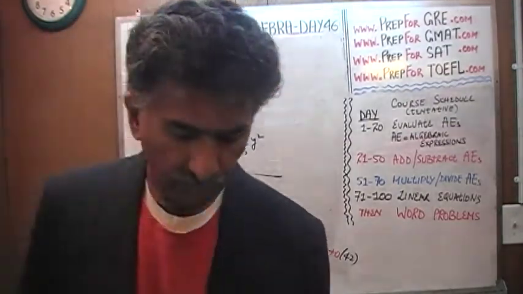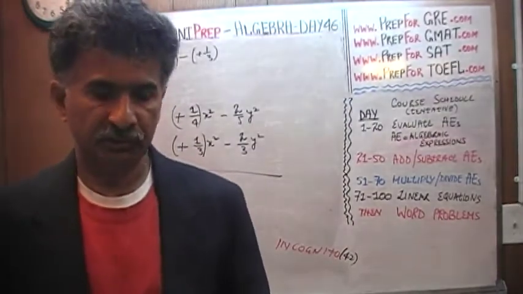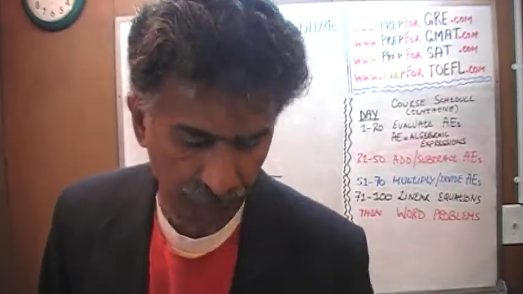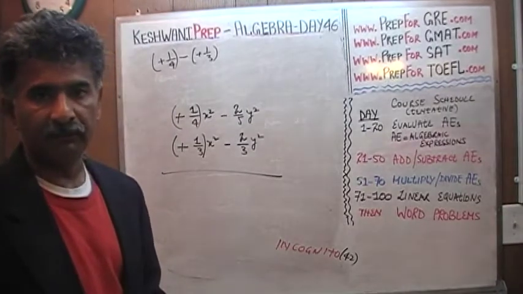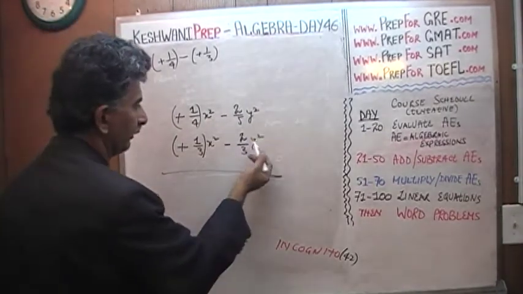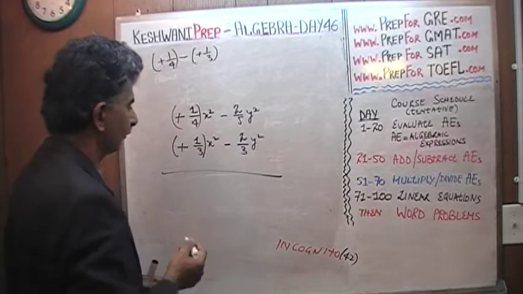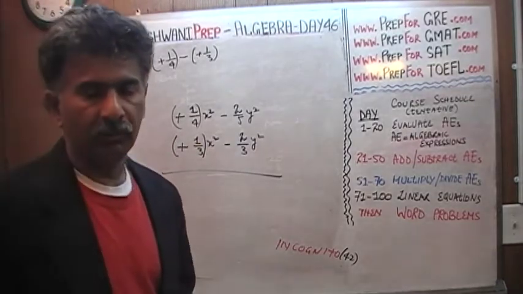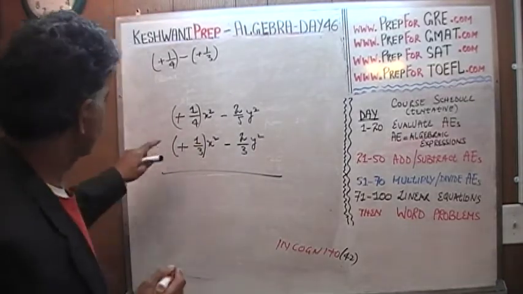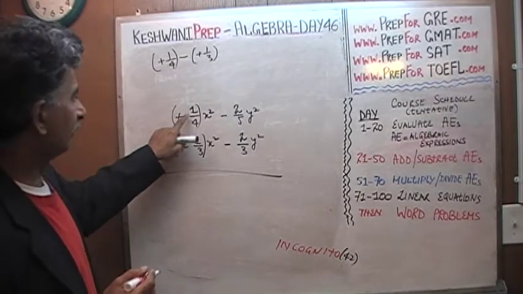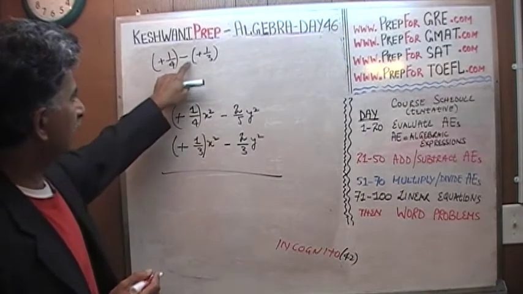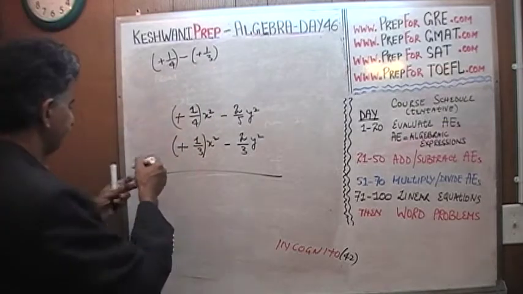In other words, all we have to do now is subtract the coefficient of x squared and subtract the coefficient of y squared, because they already lined up in the proper way. All the like terms are lined up properly. Y squared is underneath y squared, x squared is underneath x squared. So we have the like terms all put together. All we have to do is subtract the coefficient of this bottom one from the coefficient of the top one. 1/4 minus 1/3. Watch what happens.